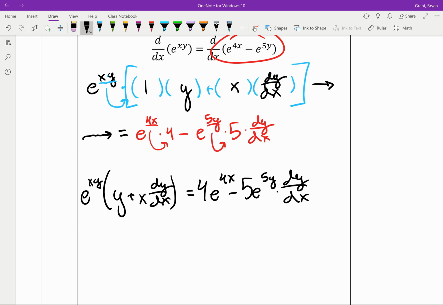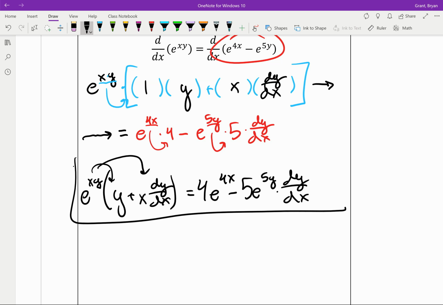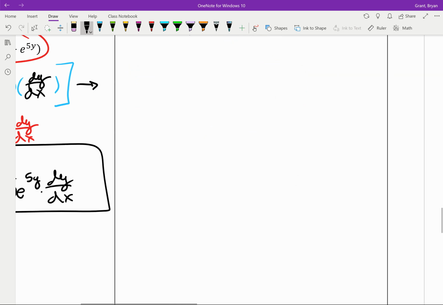Could you isolate dy dx? Of course you could. You could distribute this in here. You could take the two terms with dy dx, move them to the same side, factor out, do all that fun stuff, but I don't want to. We can do the crazy stuff tomorrow when we get more practice in. So that's as far as we're going for today. Let's go ahead and look at the last two.